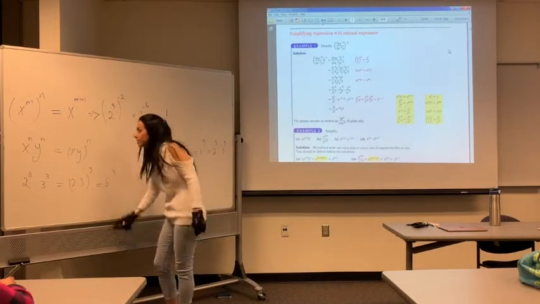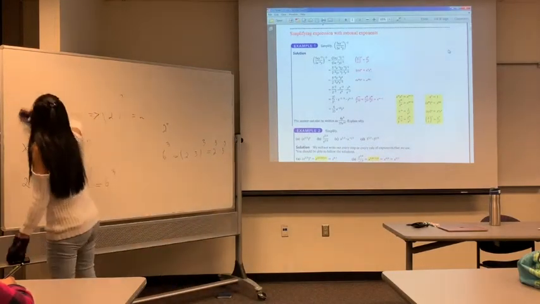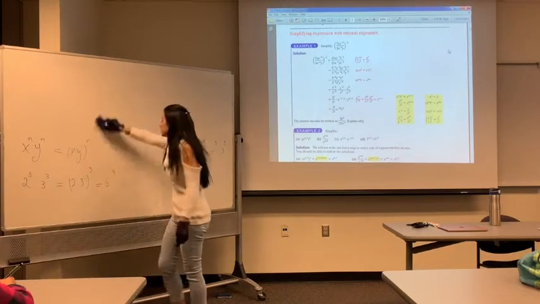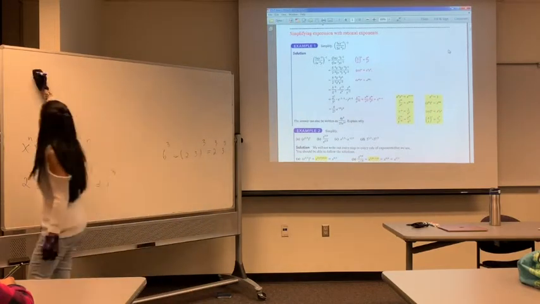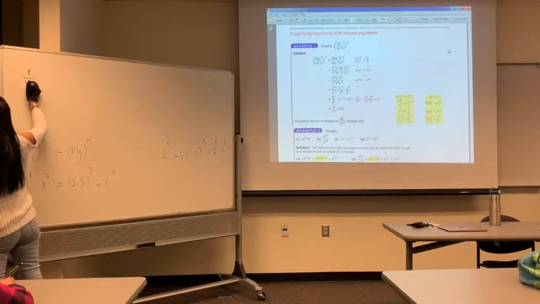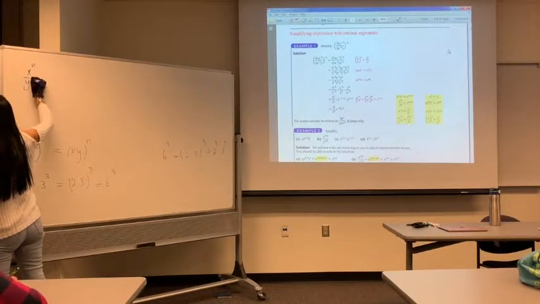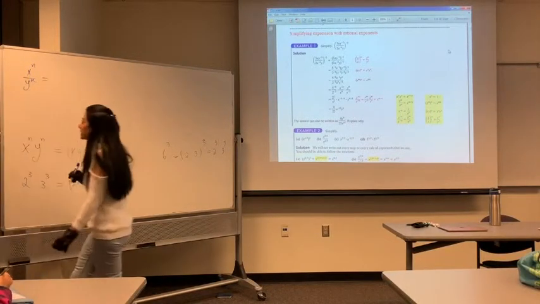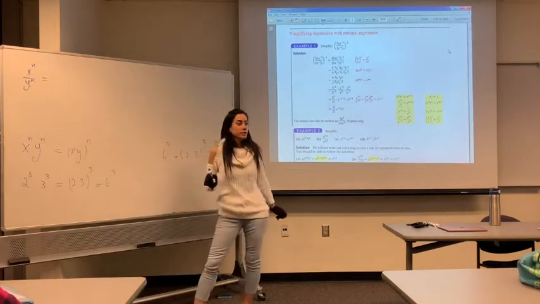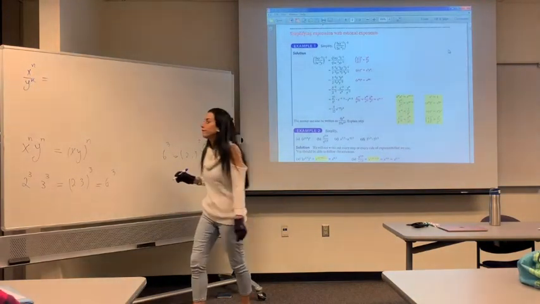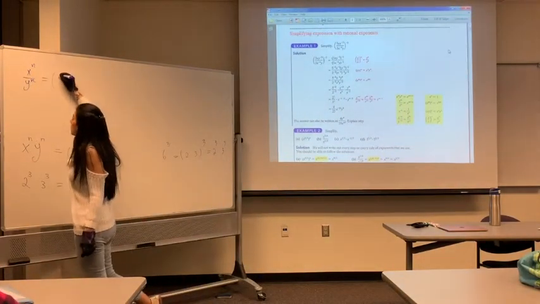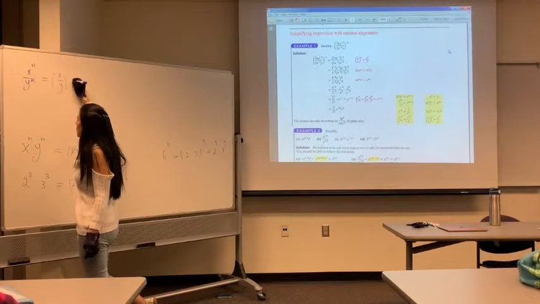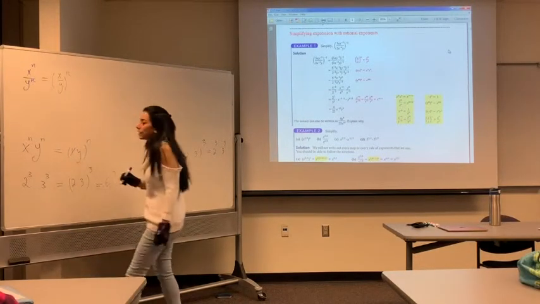So we have the same thing for division. If the bases are not the same, we have x over y. And as we see, the powers are the same, correct? But the bases are different. So we write down x divided by y power n.